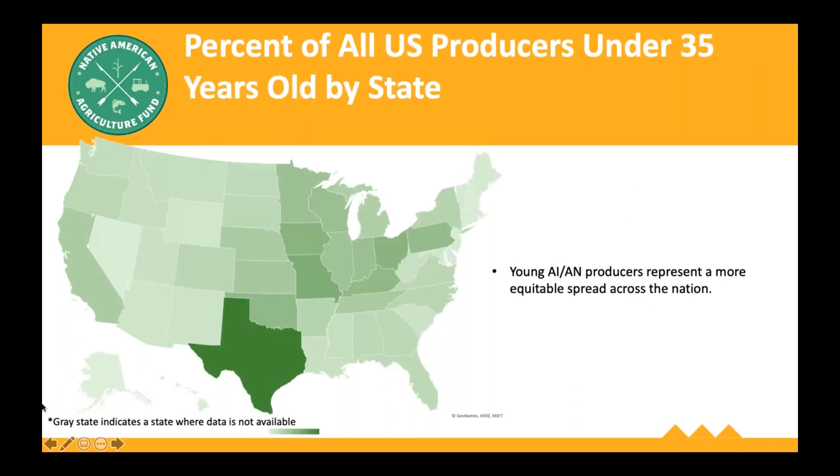To compare to the previous graph, this is looking at the percent of all US producers under 35 years old by state. And comparing this graph to the previous graph, we can see that young American Indian, Alaska Native producers represent a high portion of young farmers and represent a more equitable spread across the nation.